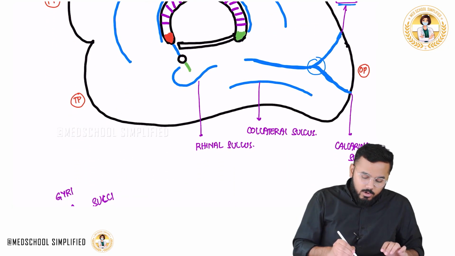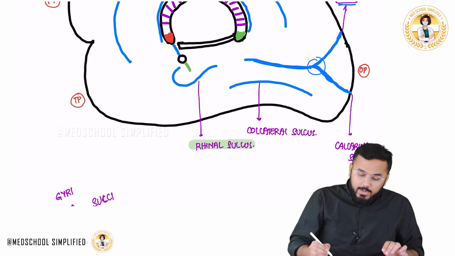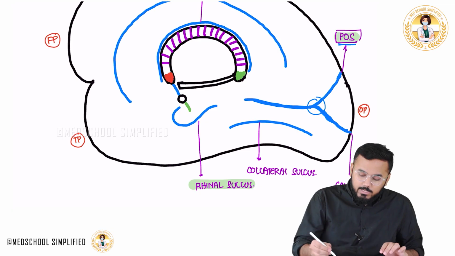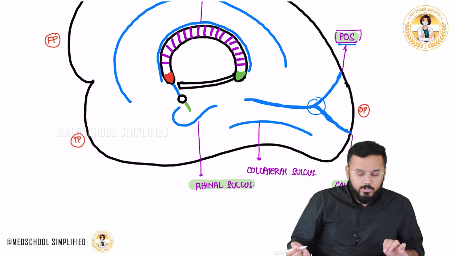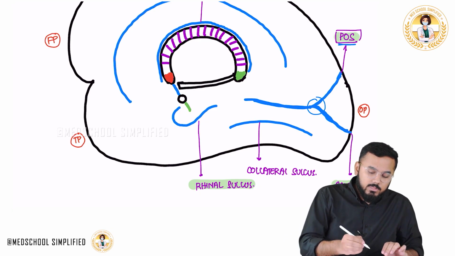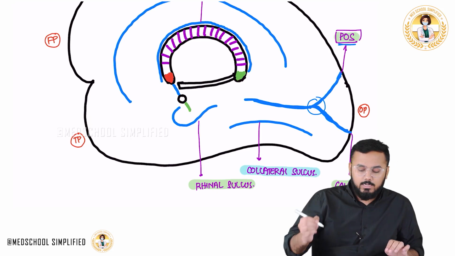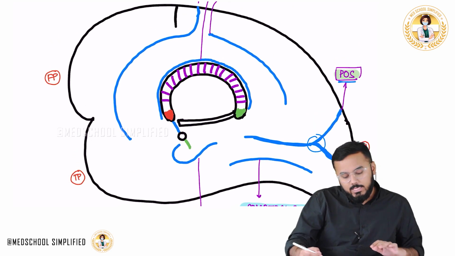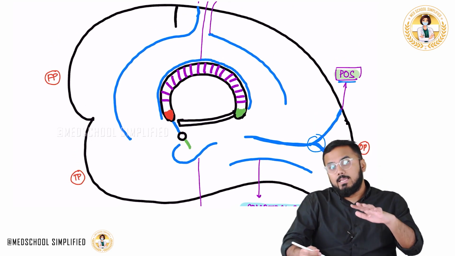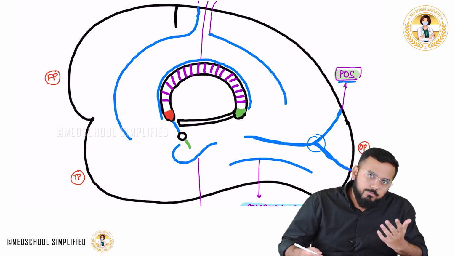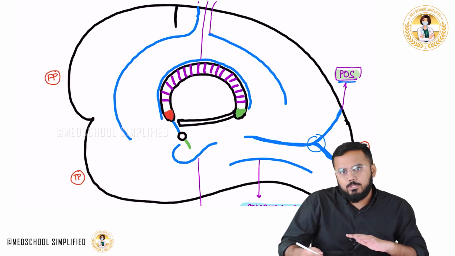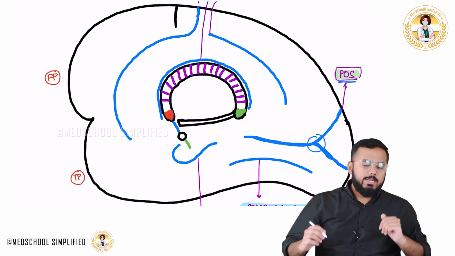After that, we have the rhinal sulcus over here, and next we have the parieto-occipital sulcus and calcarine sulcus, not to forget. And in continuation with this calcarine sulcus, we have another sulcus called the collateral sulcus. So these are the sulci that are present on the medial surface, not on the lateral surface.